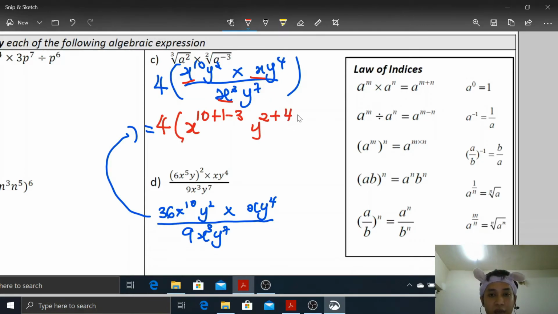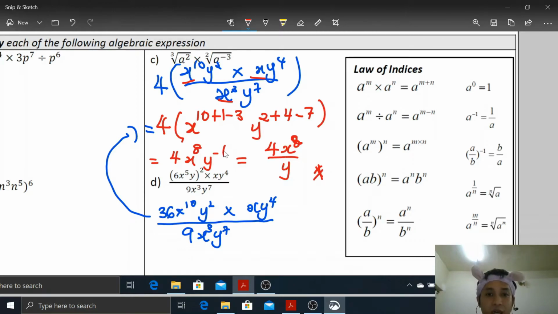And then divide y 7. So it's minus 7. Okay, so your final answer here will be 4x, 10 plus 1, 11, this one will be 8. And then y, 6, this one will be negative 1. Or, since this one is negative 1, meaning that I can leave my answer as 4x 8 divided by y.